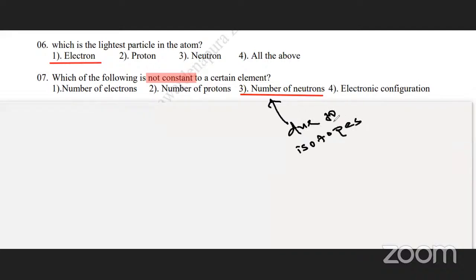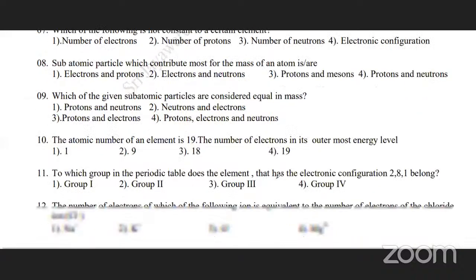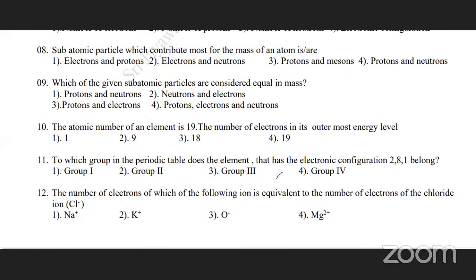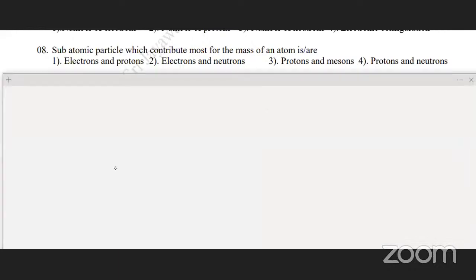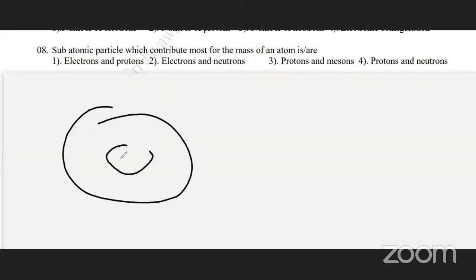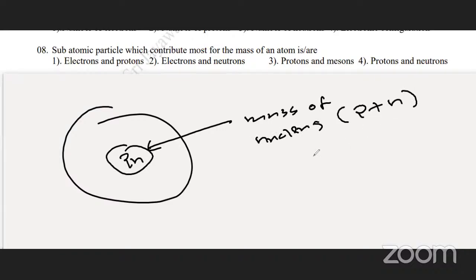Right. Question number 8, MCQ. Which subatomic particle contributes most to the mass of the atom? For the mass of an atom, even for the mass number, we take what? Protons and neutrons. That is the mass of the nucleus. The mass of the nucleus, protons plus neutrons, is called the mass number.